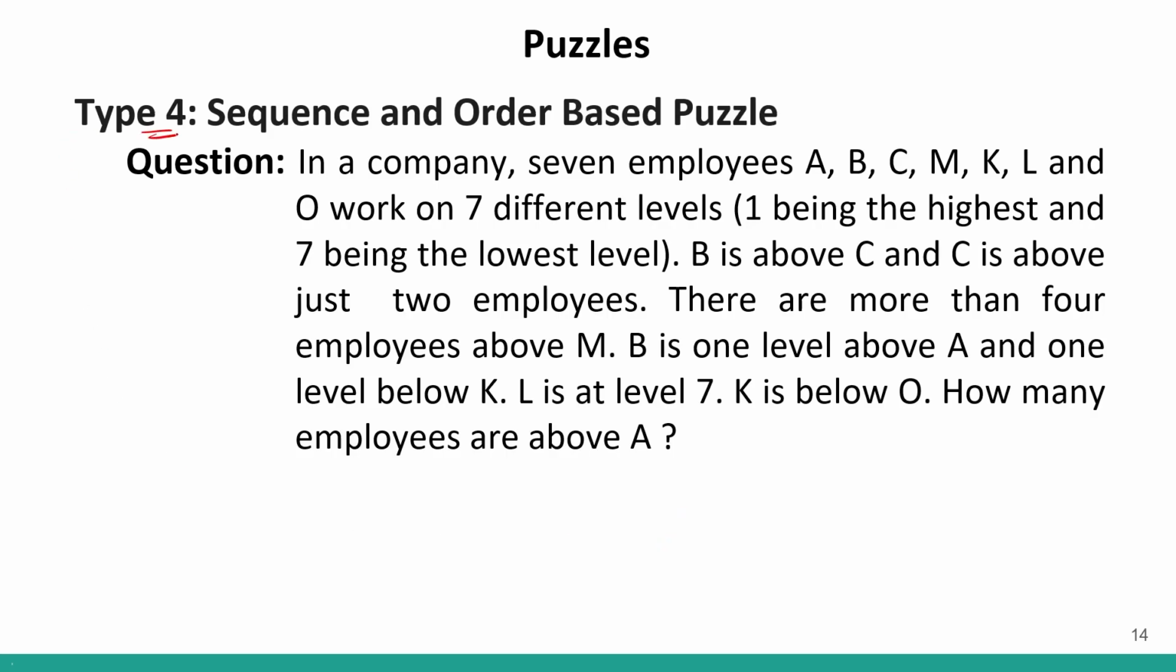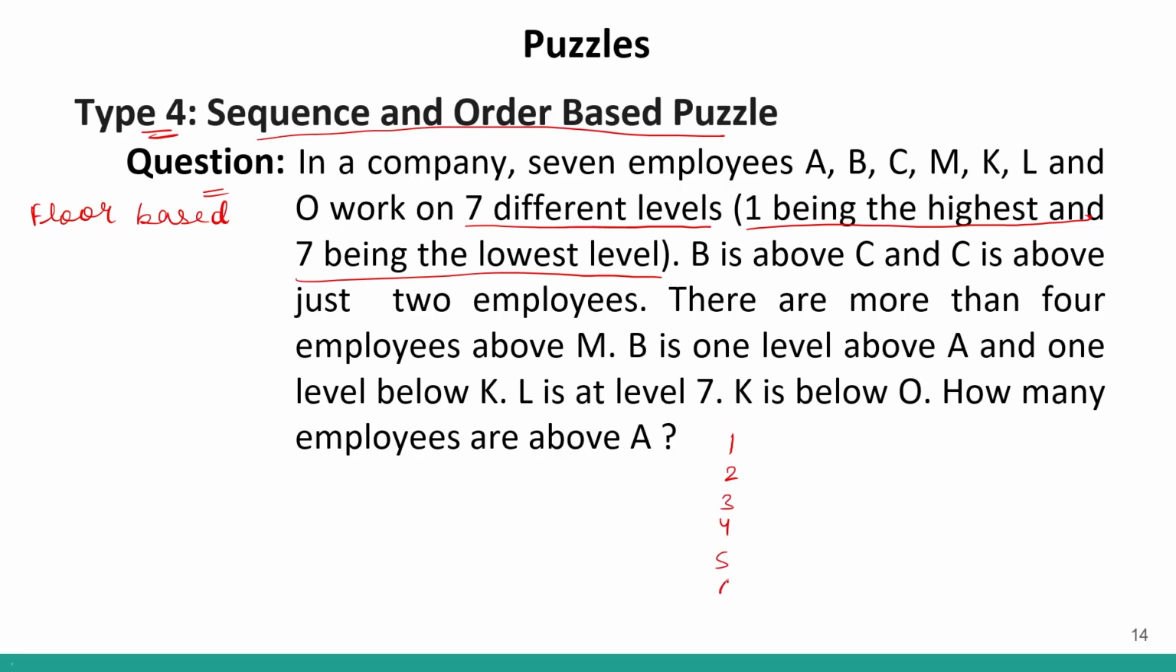Coming to type 4, which is sequence and order based puzzles. In this question, in a company, 7 employees are working on 7 different levels. So this is floor based. Sequence and order based puzzles based on floors. It is given to us 1 is the highest floor and 7 is the lowest level. So, 1, 2, 3, 4, 5, 6, 7. Correct? 1 will be the highest level and 7 will be the lowest level.